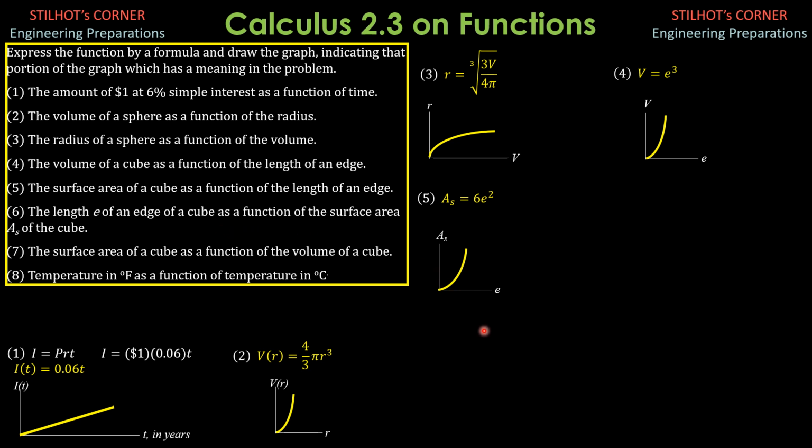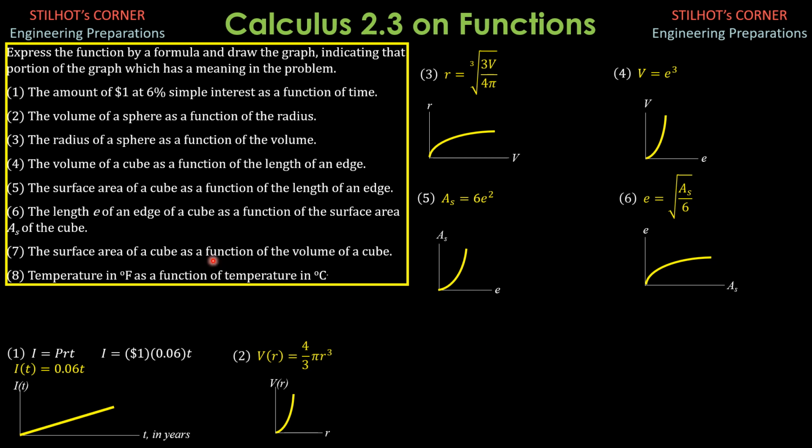Then number 6, the length of the edge of a cube as a function of the surface area S of the cube. So from here, the edge is square root of area S over 6. That's the edge in terms of the surface area. And the graph is, again, the reflection about the line y equals x. So it opens to the right, like that.